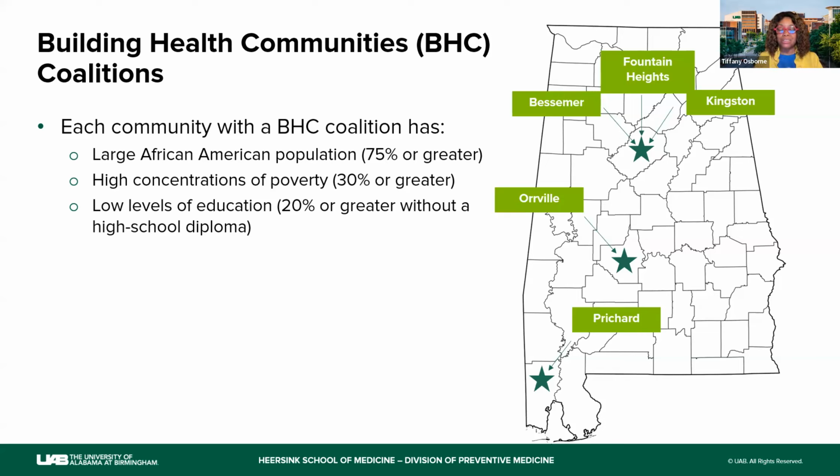Always, as with any other group or coalition, they ebb and flow as their interests and concerns come about. But you can see the makeup of many of these BHC coalitions. They have a large African-American population of roughly 75% or greater, high concentrations of poverty and low levels of education, 20% or greater without a high school diploma. Many of them suffer from food insecurity, and access to transportation, medical services, and things of that nature are huge barriers for individuals that live in these communities.